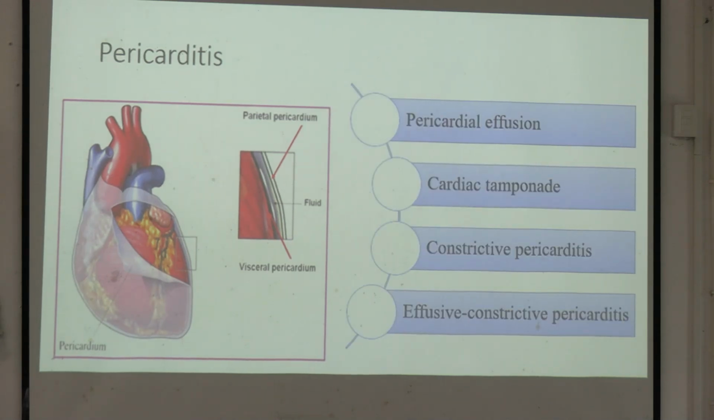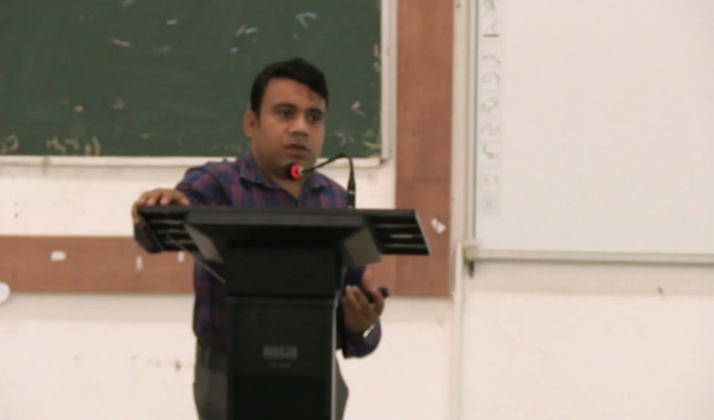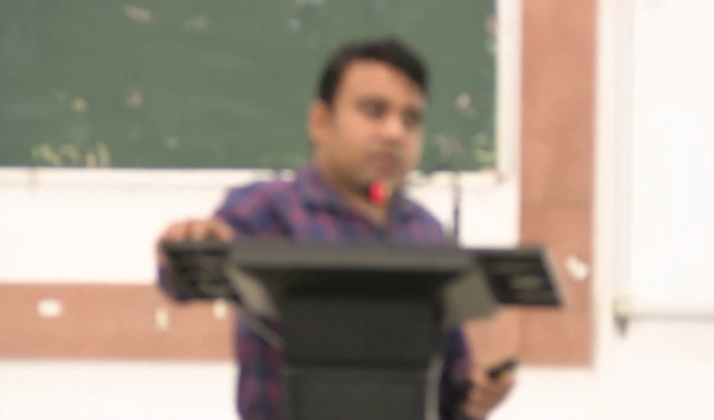Now, what could be the effect of the pericarditis? As I have already said, pericarditis means it is the inflammation. Now, if there is inflammation, what will it lead to? Inflammation will lead to accumulation of fluid, inflammatory fluid within the pericardial sac. Okay, that is called pericardial effusion.